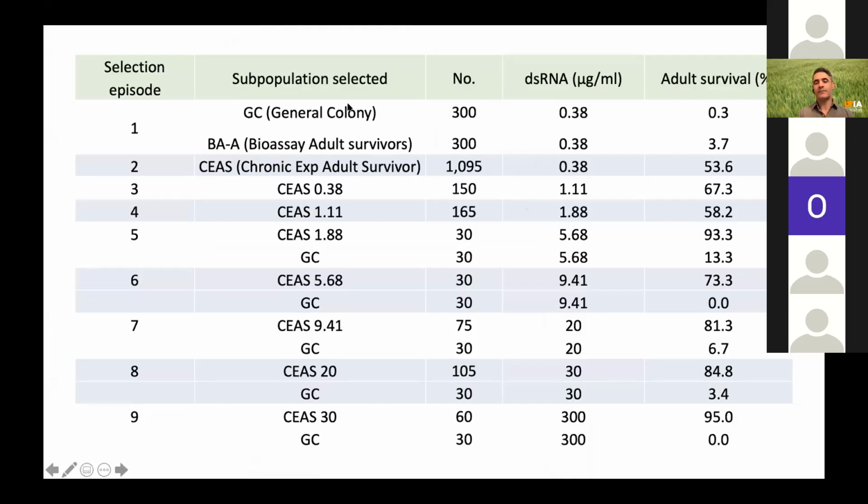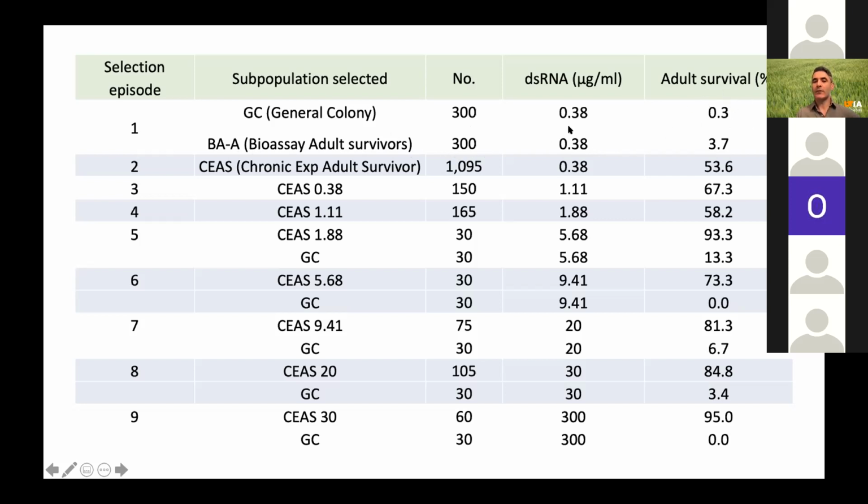So this table shows you a summary of the initial selection episodes. We started with around 300 individuals from the general colony, and 300 individuals that we had used from the general colony to perform initial bioassays to determine the LC95 dose of this double-stranded RNA, which was 0.38 micrograms per mL. That was used as the initial selection dose. So these individuals that survived these initial bioassays were pooled into a subcolony, and we used 300 individuals from this subcolony.